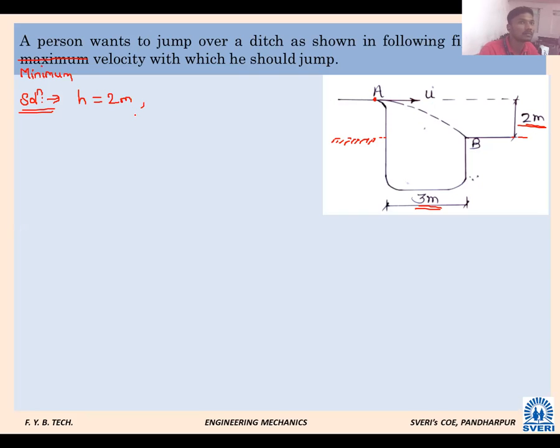Okay. Is anything else known? R is also known. Is it known to us? R? 3 meter, horizontal distance. And what do we want to find? To find U equal to how much? Just check. H is equal to 2 meter. R is equal to 3 meter. And U is equal to how much? That we want to find.